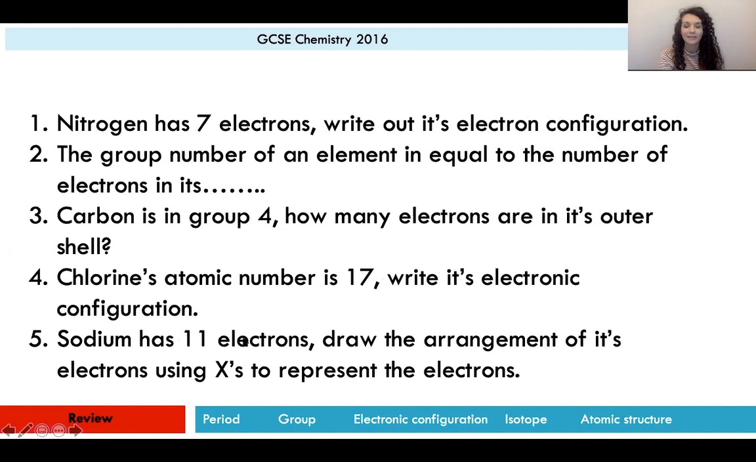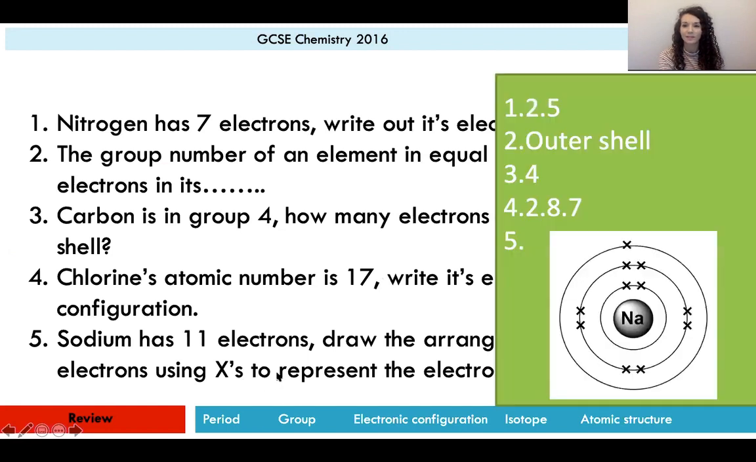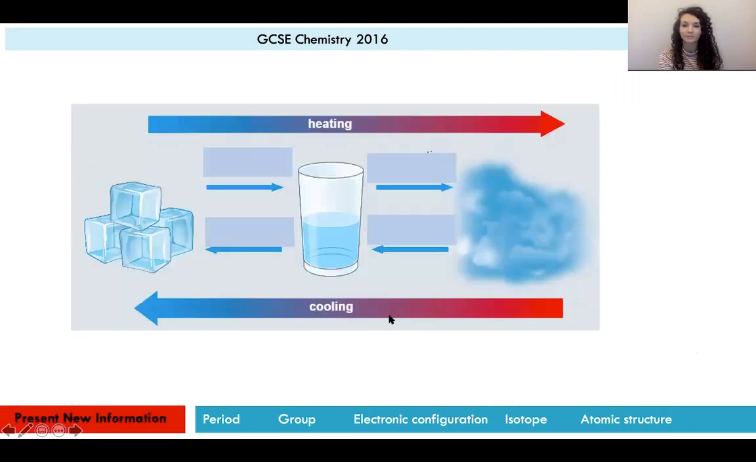And sodium has 11 electrons. Draw its arrangement. Draw its electrons using X's to represent the electrons. So here we go. So 2 in the first shell of sodium, 8 here in the second shell, and we do usually traditionally draw them in pairs like that. And then the outermost shell would have the last 1, so it can add up to 11.